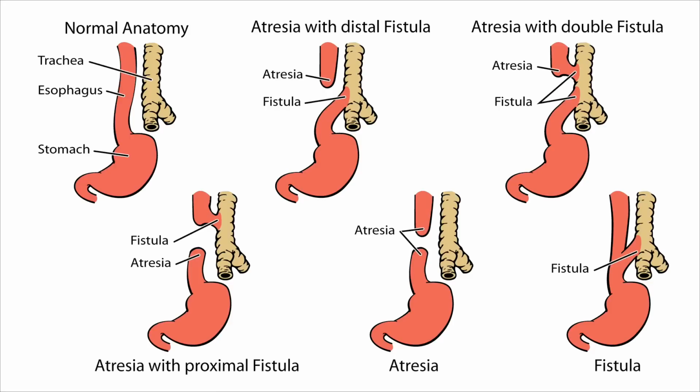The most common type of esophageal atresia is where part of the esophagus is missing, that is, there's a gap in the esophagus, and then there is an abnormal connection between the lower part of the esophagus and the trachea, being the tube that brings air to the lungs.